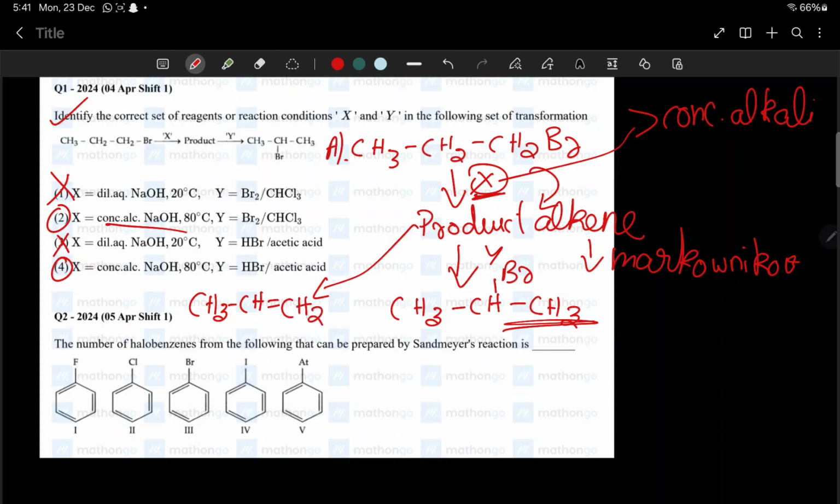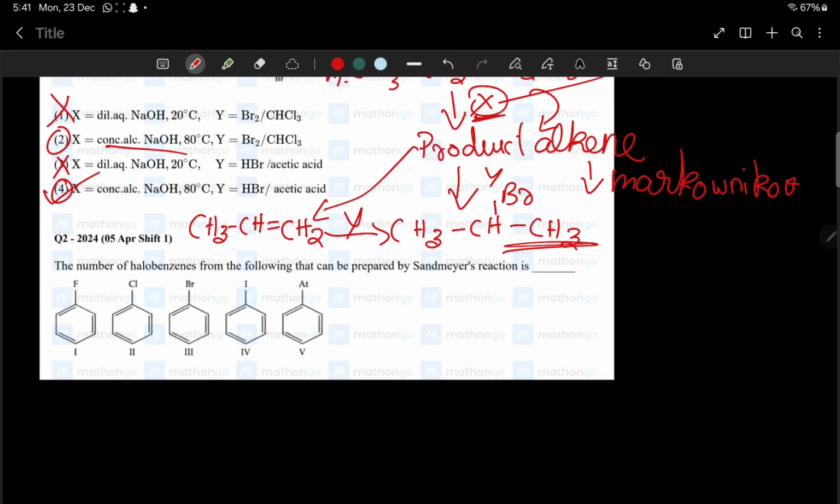Now this alkene should be converted into this thing using a Y reagent. This means you should use a Markovnikov addition. So for Markovnikov addition, what should we use? Should we use Br2 and CHCl3 or HBr and acetic acid? Yes, for Markovnikov rule we should use HBr and acetic acid. So option 4 is the correct answer.